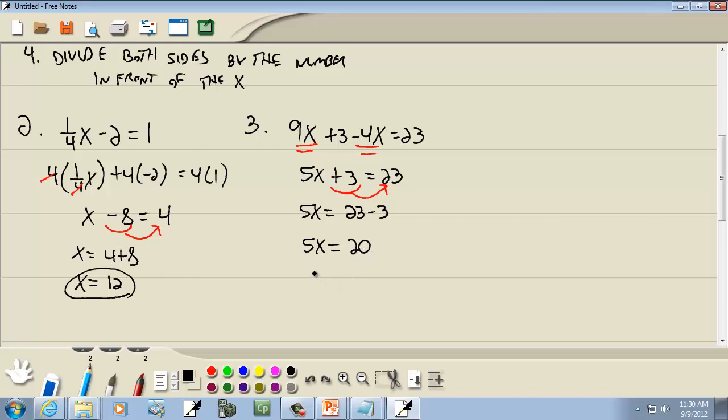And last step, divide both sides by the number in front of our x. So the number in front of our x is a 5. So we're going to divide both sides by 5. And those 5's cancel. And we get x is equal to 4.